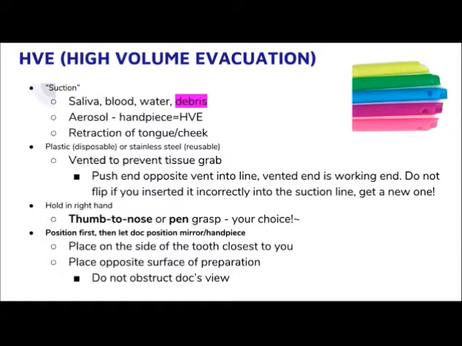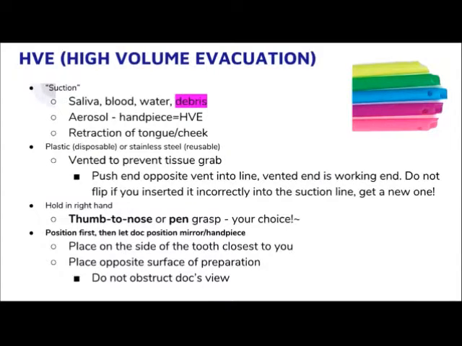It is also useful as a retractor. It's good to pull the cheek so that we can get more light and more visibility. And it will also keep the tongue where it's supposed to be. You can hold your HVE either in a thumb to nose grasp, which means that the HVE is between your fingers and your thumb is on the top end of it, or you can hold it as a pen. So two ways. And you won't really know until you grab one which way you like best. I find that I like the thumb to nose for the control that it gives me. But if it's a long procedure, I may want pen grasp.